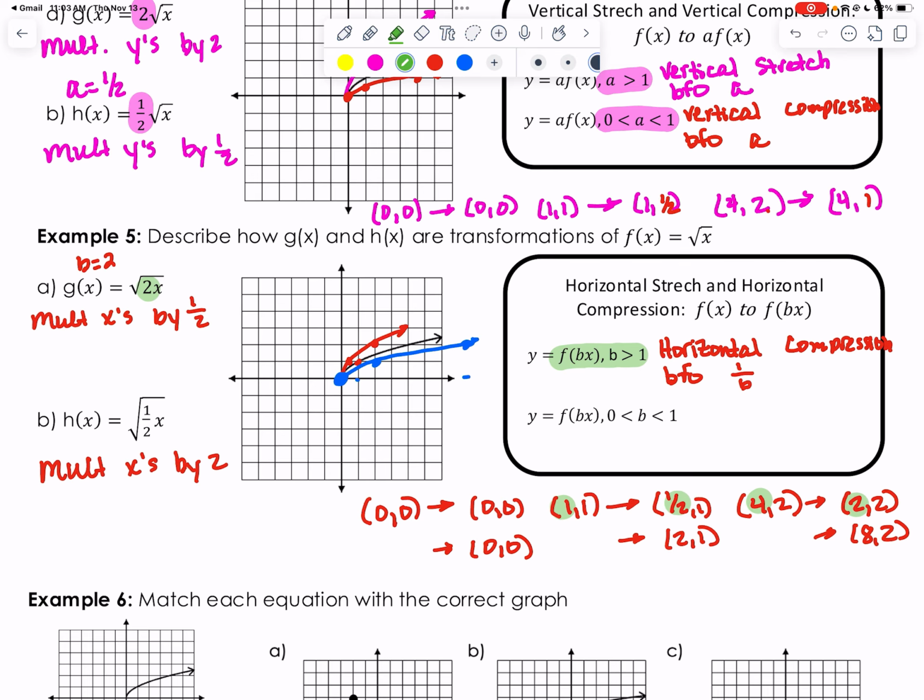So here's what I want you to notice. The 1 became a 2. The 4 became an 8. So we are horizontally stretching by a factor of 1 over b.